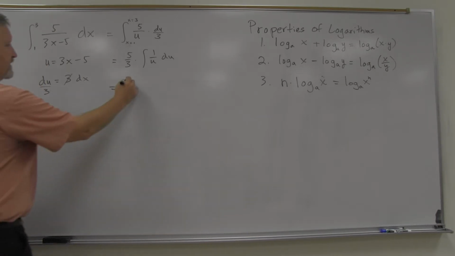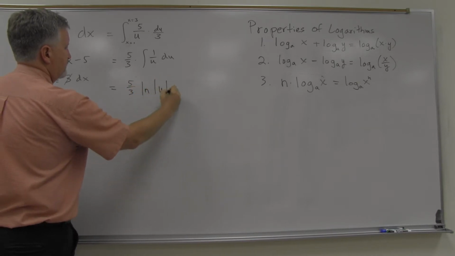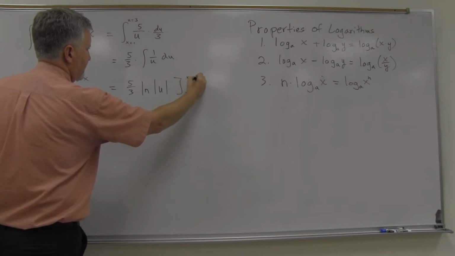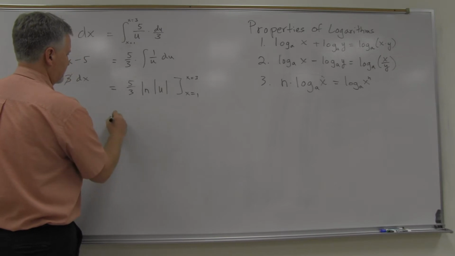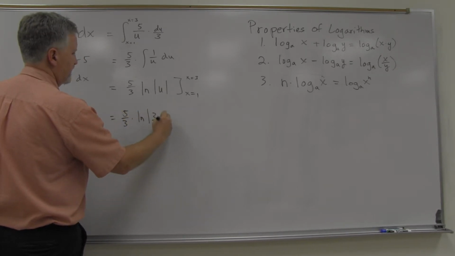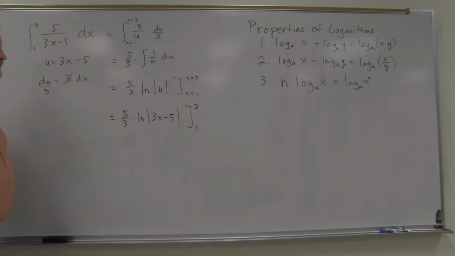So it's 5/3 times the ln of the absolute value of u. And then we're going to go from x equals 1 to x equals 3. Be sure, those are x values, not u values. We're not ready to plug in those yet because we don't substitute those for u. It'd be 5/3 times the ln of the absolute value of 3x minus 5. Then we can go 1 to 3, can't we?